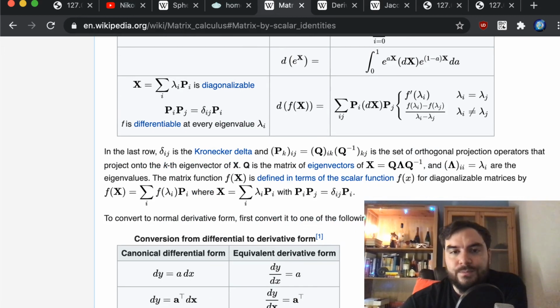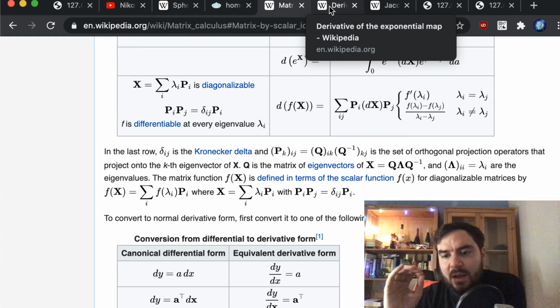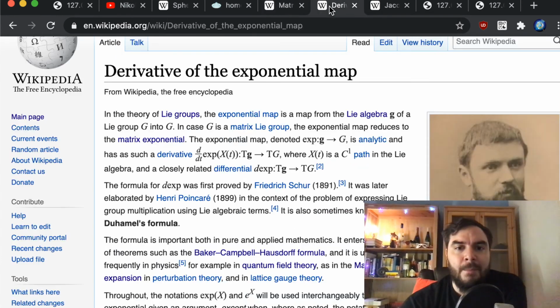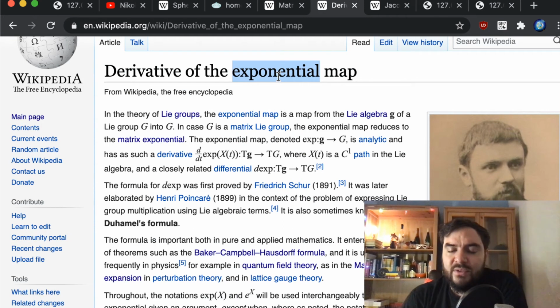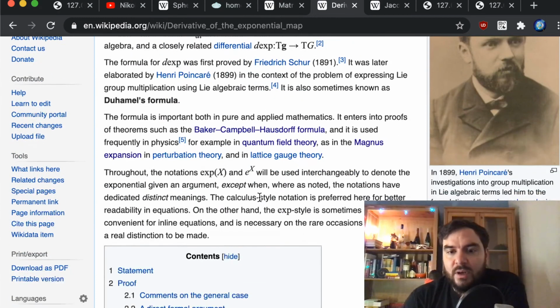Okay, so the product rule is just as you would expect it, just keeping the order and getting two terms from a product. There is this very nice formula which I really like: the derivative of the exponential map. Here, exponential map is very generally understood. Here you see a definition at the beginning of the section. Here's a very cute picture of Poincaré.